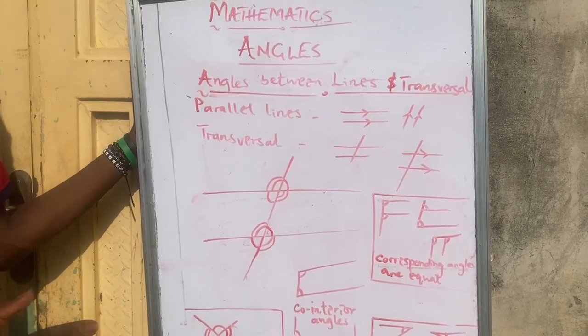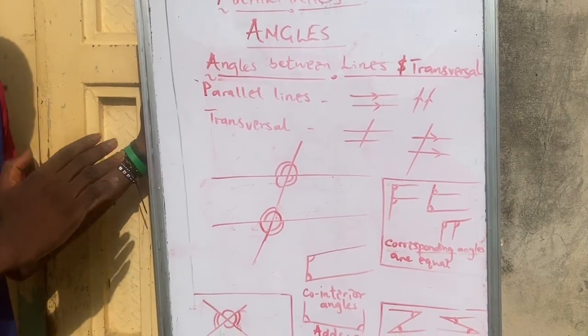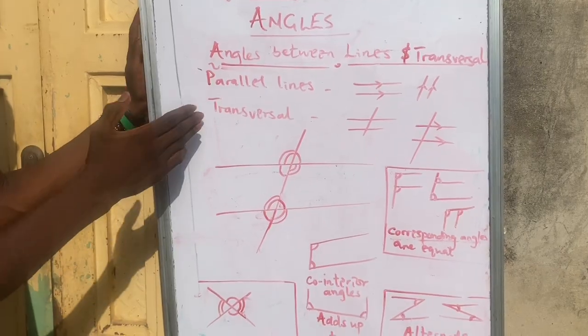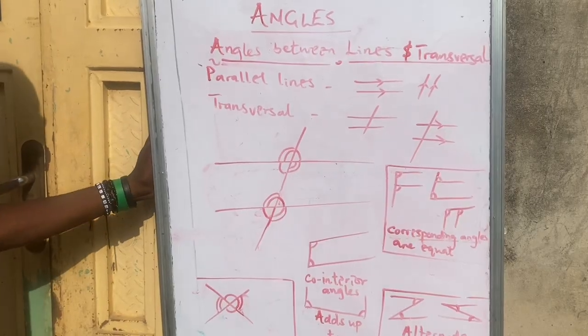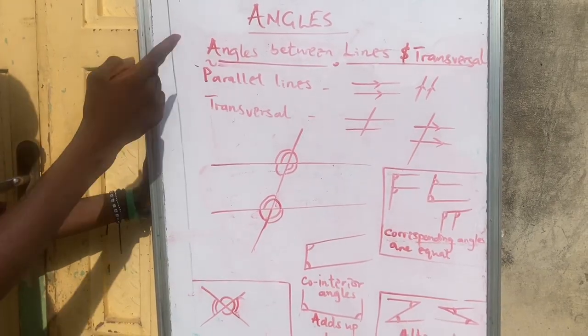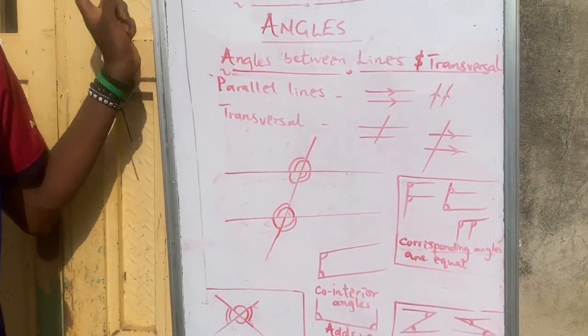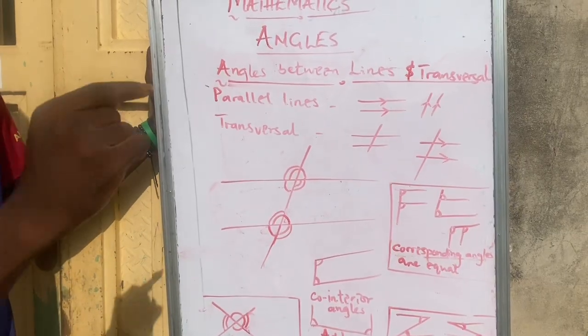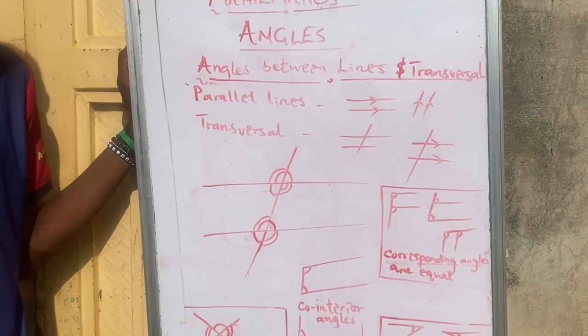Now, we have seen the types of angles. Another topic that will really help you to understand the questions I sent to you is angles between lines and transversal. Now, not just lines, parallel lines and transversal. Now, what is a parallel line? Any lines moving at equal distance, but they can never meet each other, are called parallel lines.